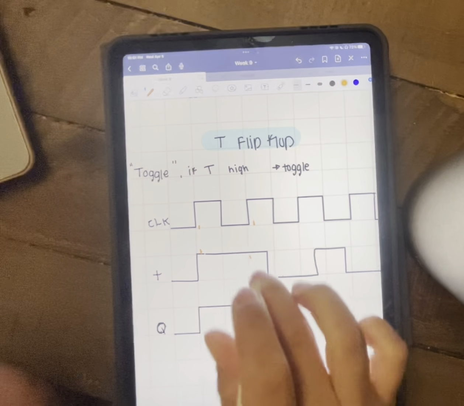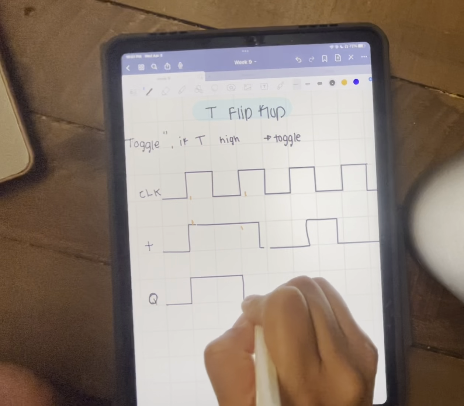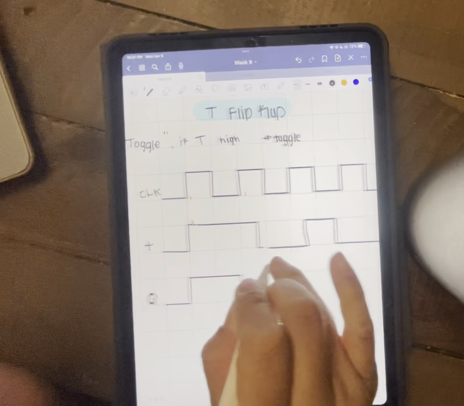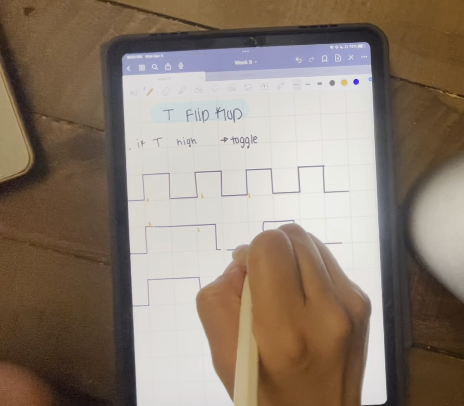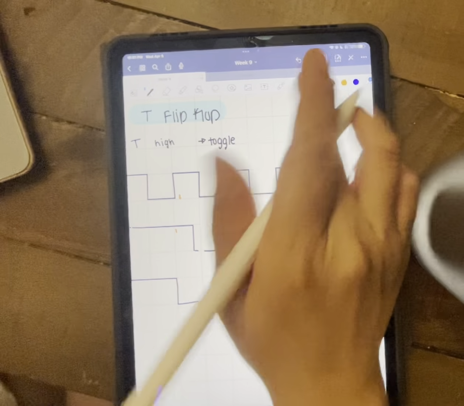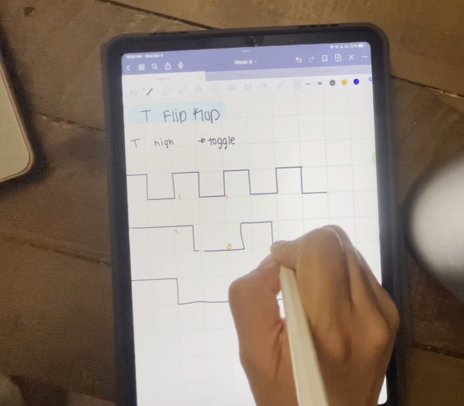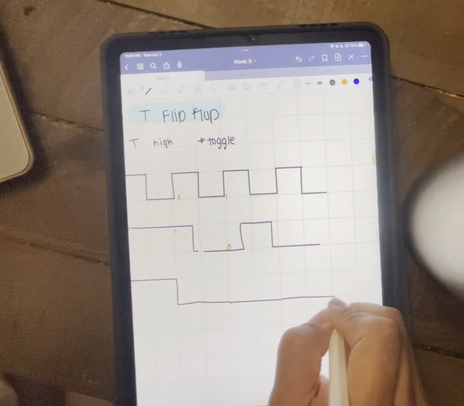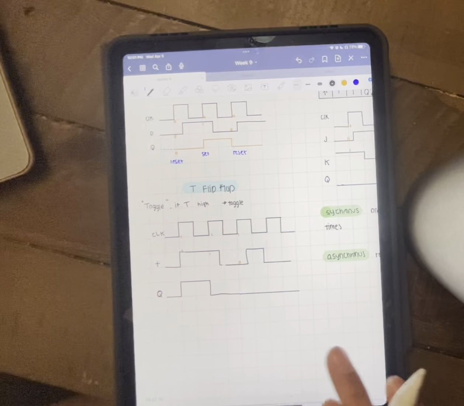Clock's at 1, T's at 1, it's going to toggle. Clock is at 1, this is at 0, so there's going to be no change. Next clock cycle, it's at 0 again, no change. It's going to be a wave for the T flip-flop.